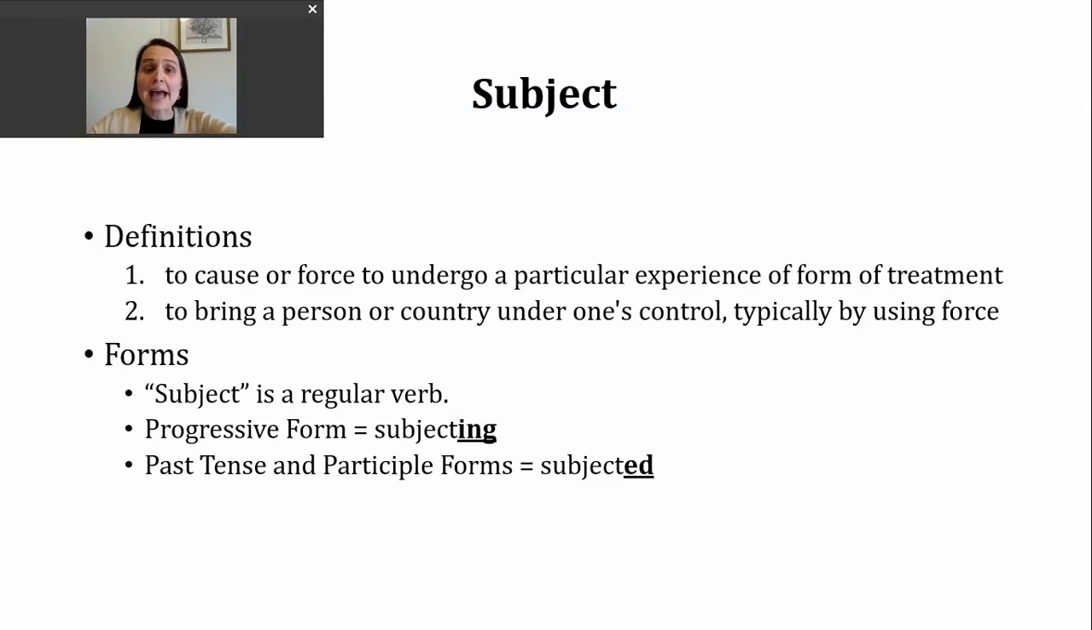You should know that subject is a regular verb. To make the progressive tense, all you need to do is add ing to form subjecting. The past tense and participle forms of this verb are made by adding ed. The base verb subject ends in a T sound, so our ed is going to add an extra syllable and make an id sound. Subjected, subjected.